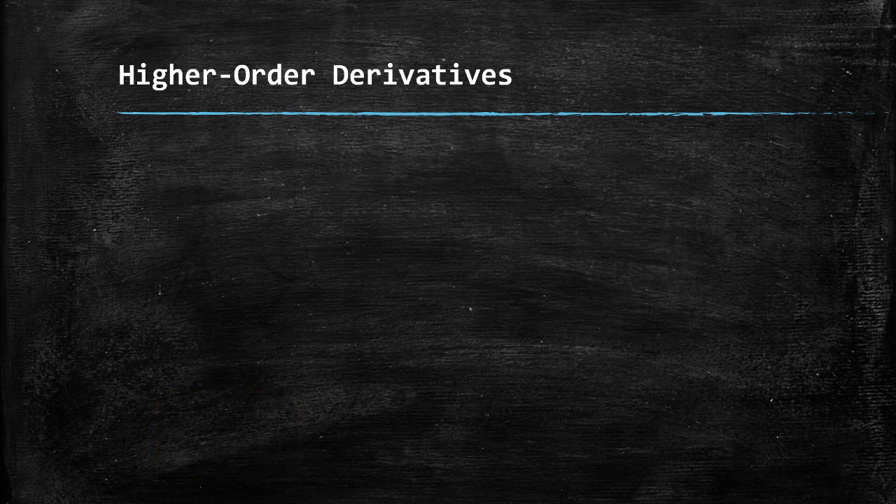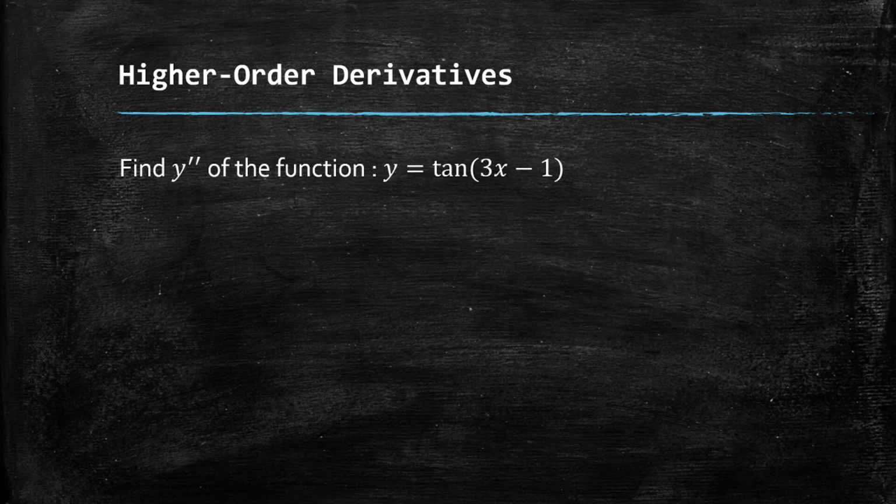Let's have another example. For example, you're asked to find y double prime of the function y = tan(3x − 1). Of course, we'll start with y prime. Take note that the derivative of tangent is secant squared. And of course, there is the derivative of the inner angle, 3x − 1, which is 3. That's why we have 3 sec²(3x − 1).